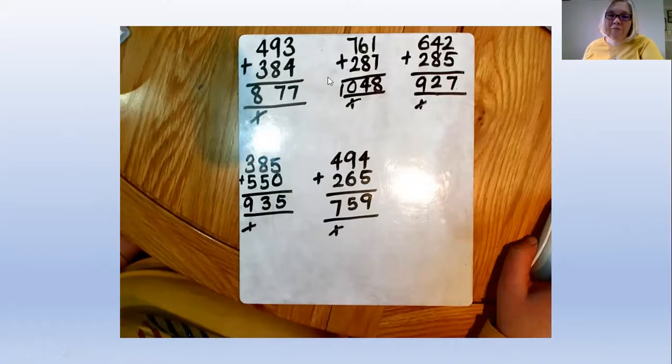Okay, we have to have that 0 in there to show we haven't got any hundreds. Otherwise, if we don't have a placeholder in there, the 1,000 shoots that way and it becomes 148. And 761 plus 287 cannot be 148.